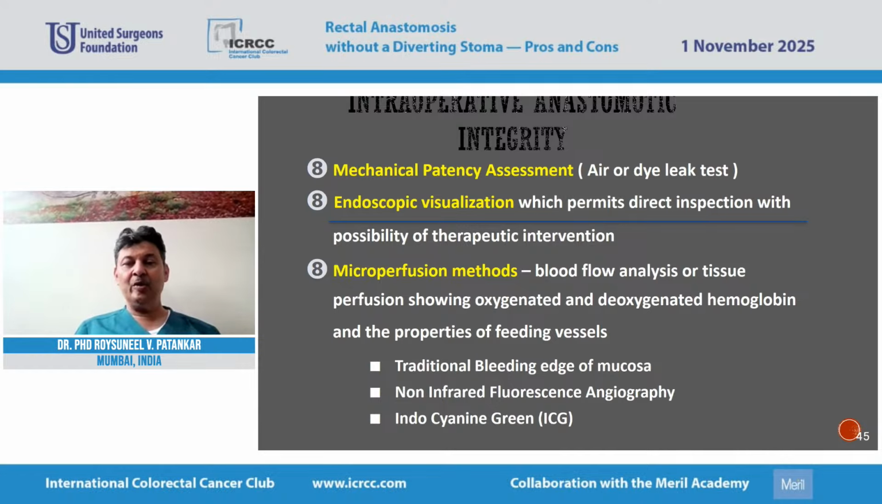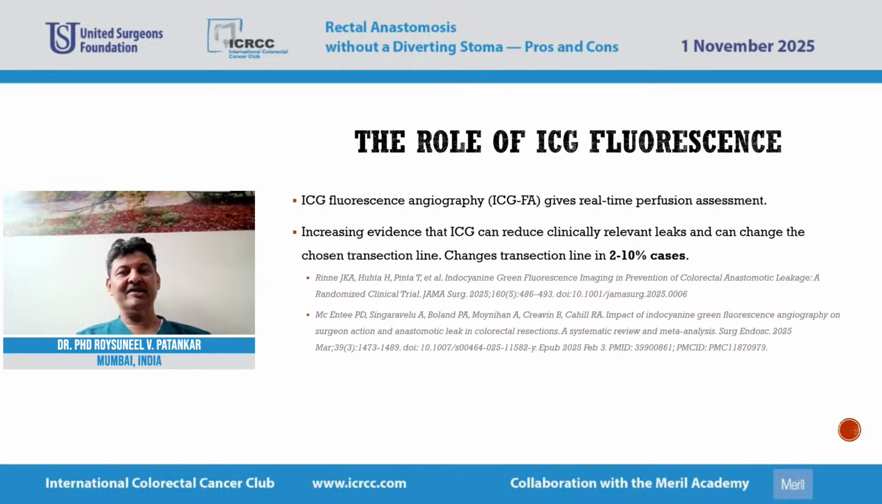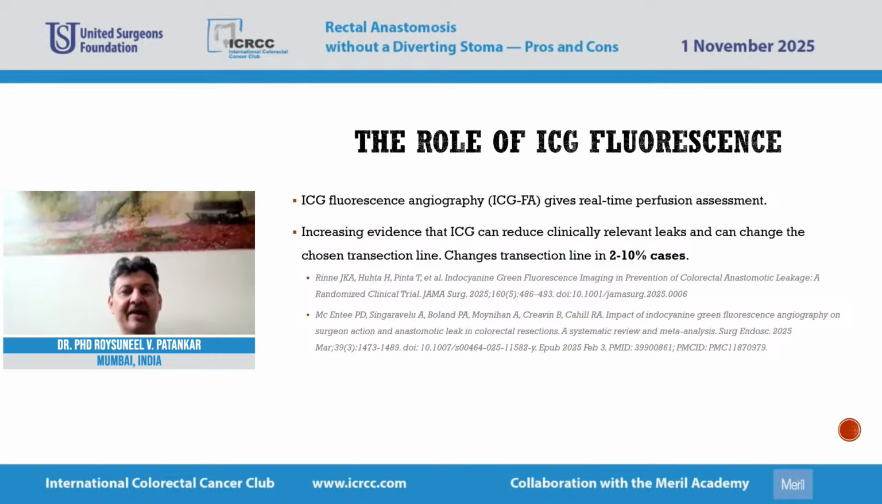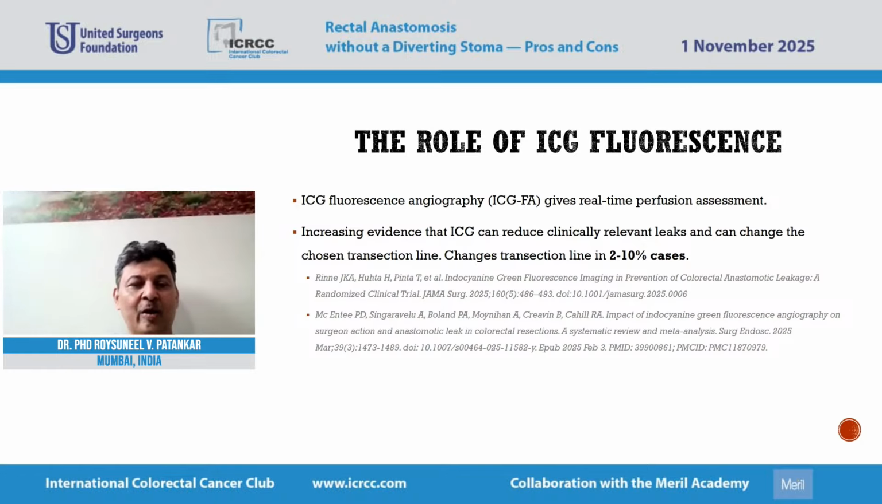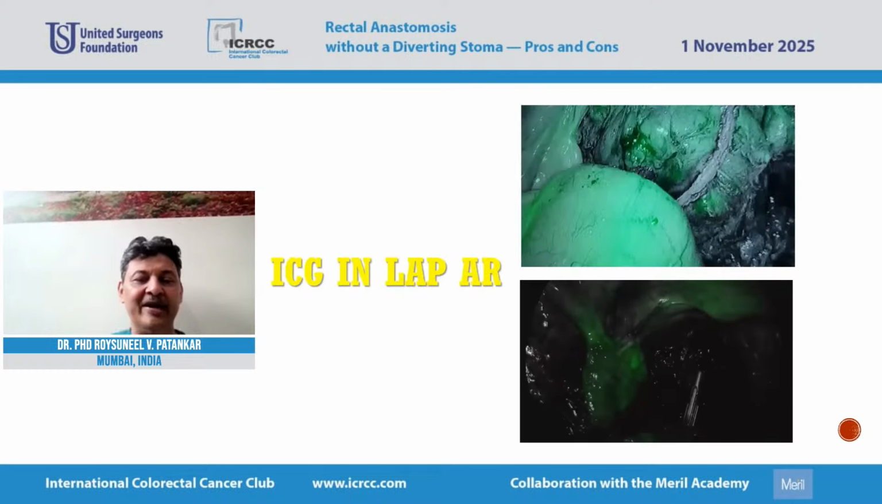I think we are a big fan of using near-infrared ICG fluorescence, or fluorescence guided surgery. We use it for everything in our hospital, from thyroid, parathyroid surgery to lung resection to cholecystectomies, and more recently, we have been using this routinely in rectal anastomosis. I think all of you are aware that ICG can reduce clinically relevant leaks and change your chosen transection line. And I will show you our own data.